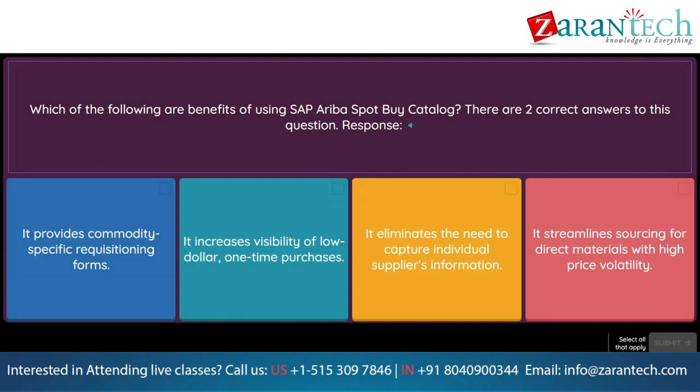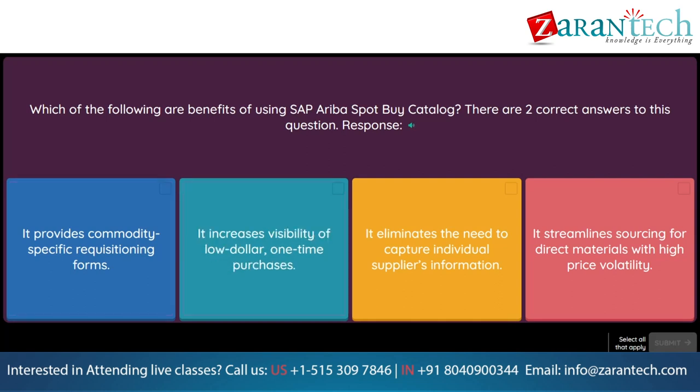Question: Which of the following are benefits of using SAP Ariba Spot Buy Catalog? There are two correct answers to this question. Response: Option 1, it provides commodity-specific requisitioning forms. Option 2, it increases visibility of low-dollar, one-time purchases. Option 3, it eliminates the need to capture individual suppliers' information. Option 4, it streamlines sourcing for direct materials with high price volatility.